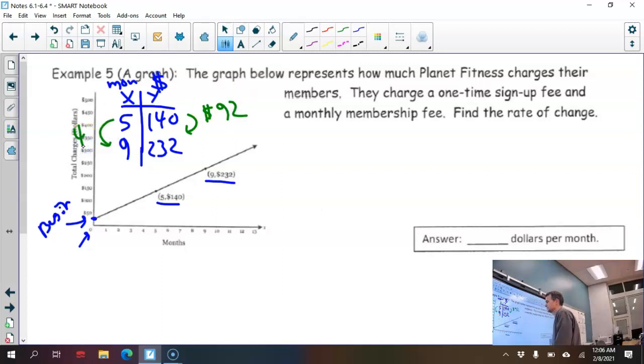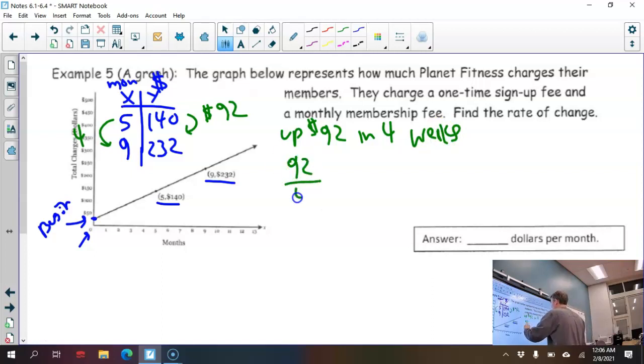in 4 weeks. So if it goes up $92 in 4 weeks, how can I figure out how much it goes up each week? That's right. I'm going to divide, right? So 92 divided by 4. Let's see, it goes in as 23. This would be how much it goes up each week.